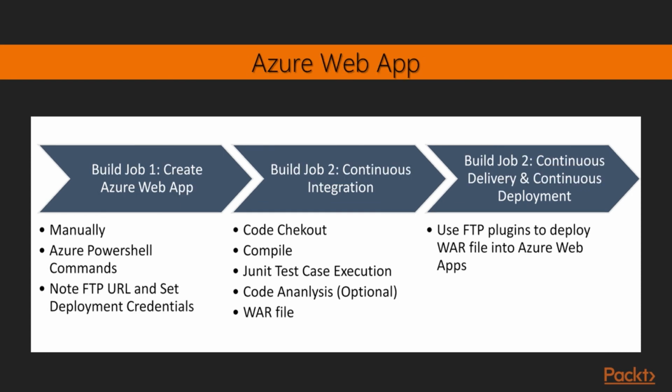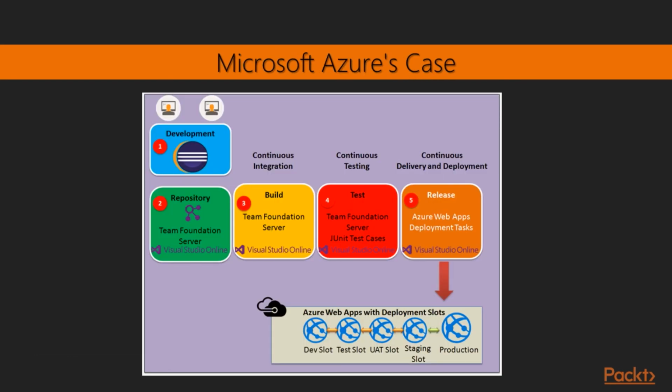To deploy the Pet Clinic Spring application in Microsoft Azure Web Apps PaaS, we need to create an Azure Web App, then build it using continuous integration, and finally perform continuous delivery and continuous deployment. In Microsoft Azure's case, there is an alternative as well. We can use Visual Studio Team Services and TFS Online for continuous integration, continuous delivery, and continuous deployment.